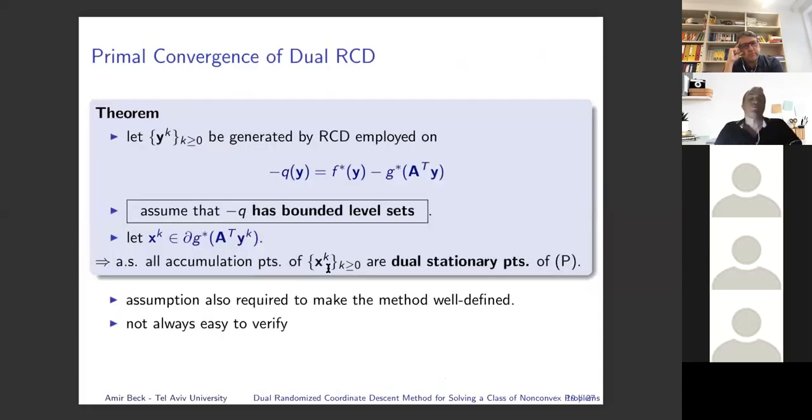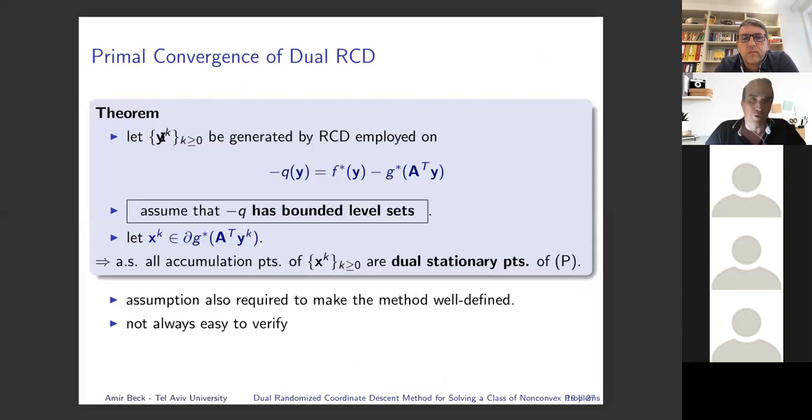Let's see what we can prove on the convergence. What I'm interested in is the primal convergence, because the dual convergence is a known result. This was the result with Nadav Hallak. So let's say, what is the theorem?